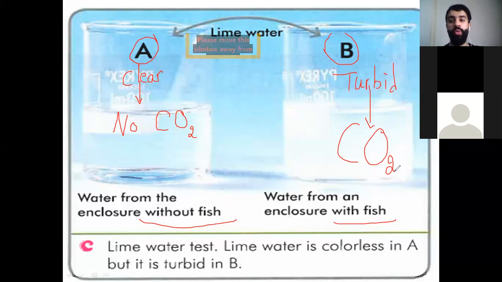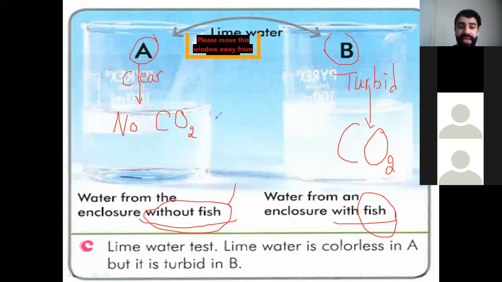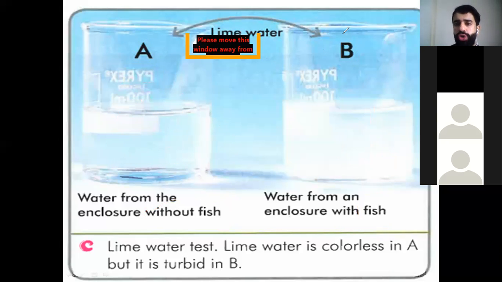So here we can deduce that the fish releases CO2, and this turns the lime water turbid. Whenever we have the fish, the lime water becomes turbid, so we have CO2. While without fish, the lime water stays clear, so there is no CO2. So here we can deduce that the fish releases CO2.